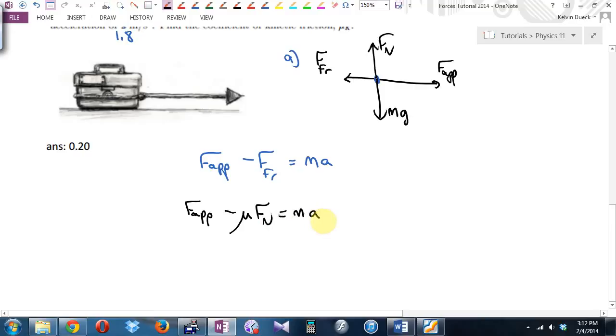I don't know the normal force. Oh, but look, look, look. I know another force the same size as the normal force. So in the interests of time, I would normally rewrite this, but I'm trying to fit this all on one page, so I'm going to do that right there, if that's okay. What am I trying to find?